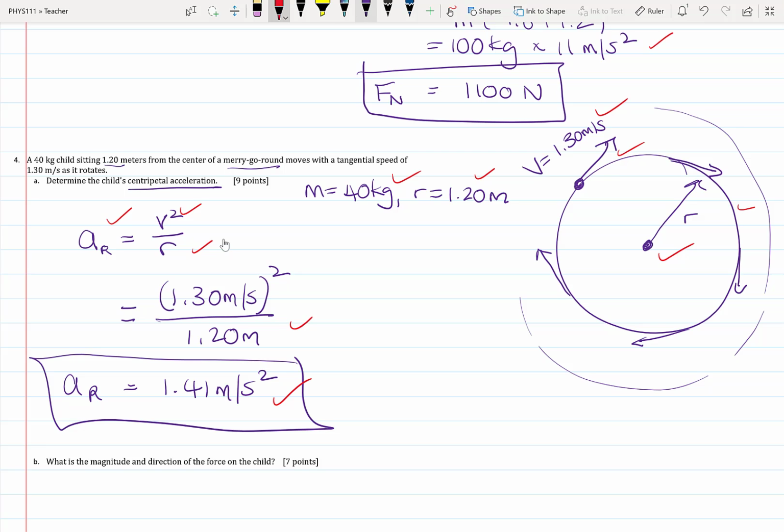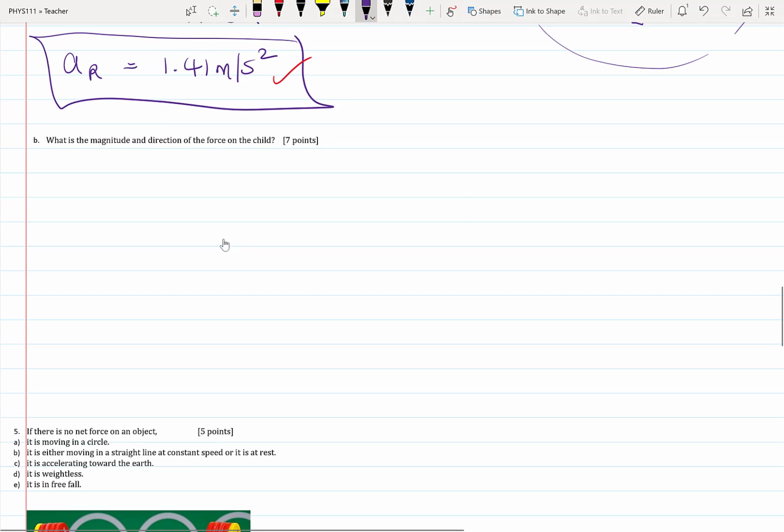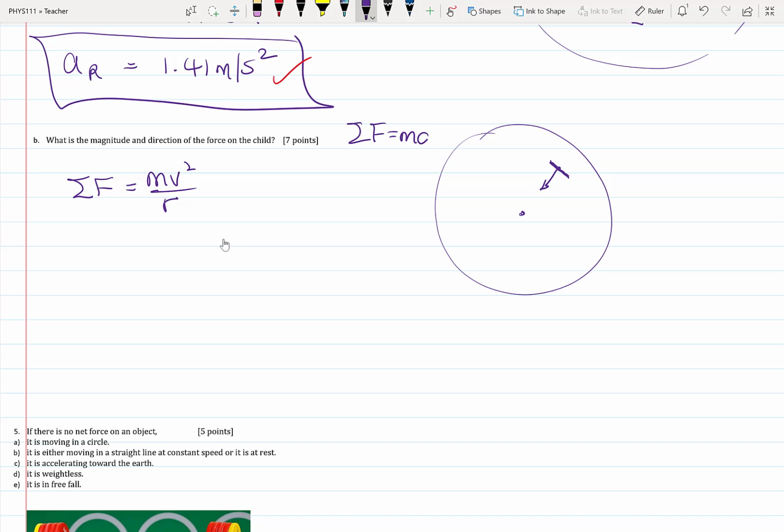Question B. What is the magnitude and direction of the force on the child? All right. If I drew a free body diagram over here, here's the circle. The child, let's say, is sitting over here. Sum of the forces equals ma. A we've figured out, so we don't have to redo the calculation. We can just put the mass of the child in, 40 kilograms times 1.41 meters per second squared, and that gives us the sum of the forces, or centripetal force, is 56 newtons.